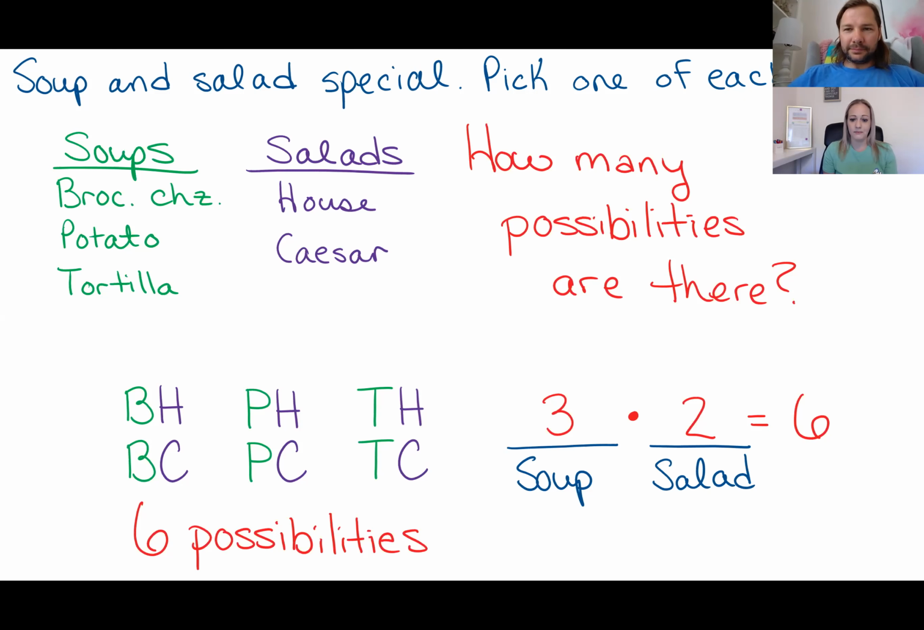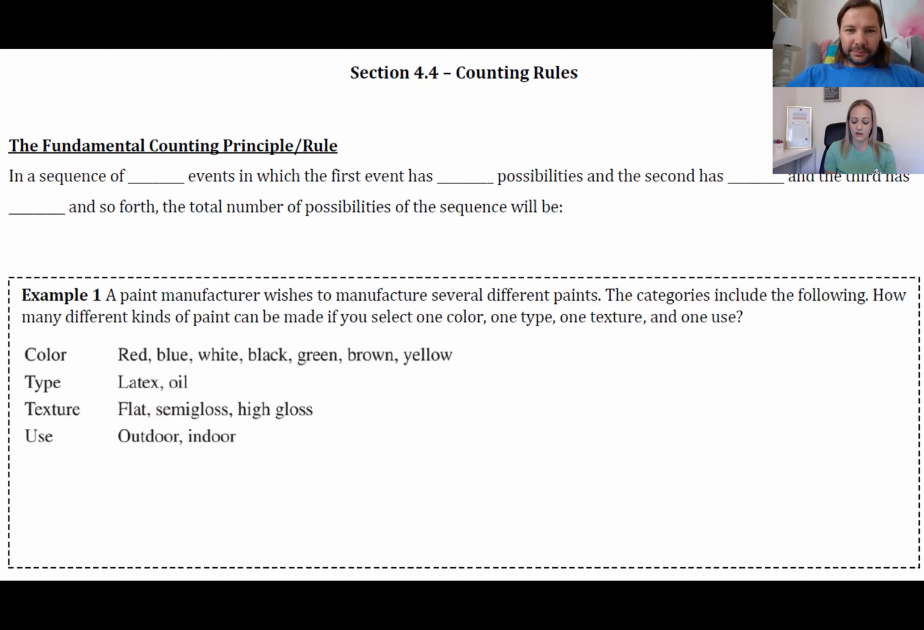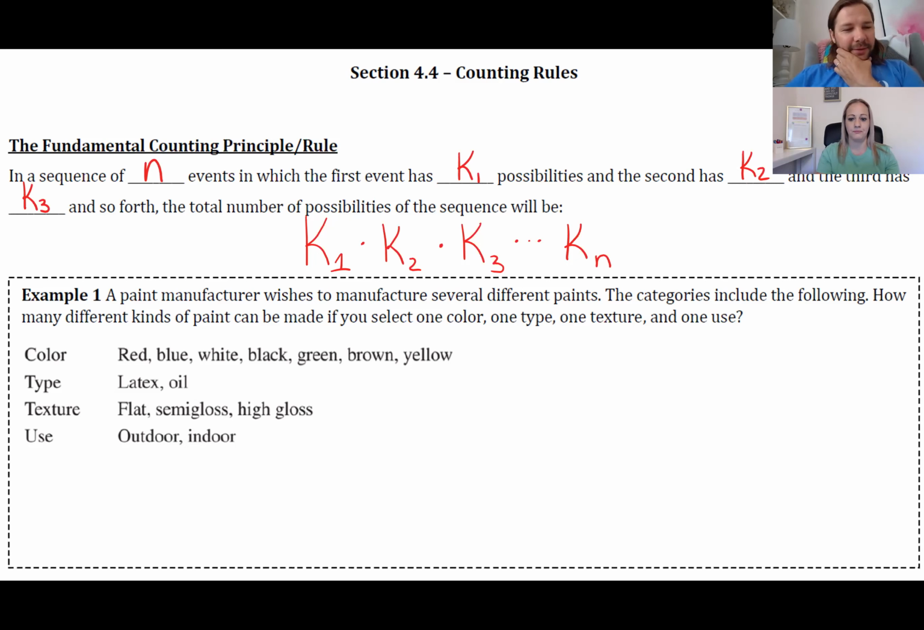So that right there is an example of the fundamental counting principle, or sometimes it's called the fundamental counting rule. What we just illustrated was that in a sequence of n events, in which the first event has k1 possibilities, the second event has k2, the third has k3, and so forth, then the total number of possibilities of that sequence will just be all of those amounts multiplied together. So k1 times k2 times k3, up to however many options that you have. Right, so number of soups times number of salads and so on. Exactly. Cool.